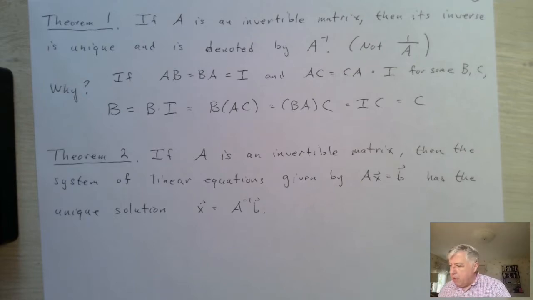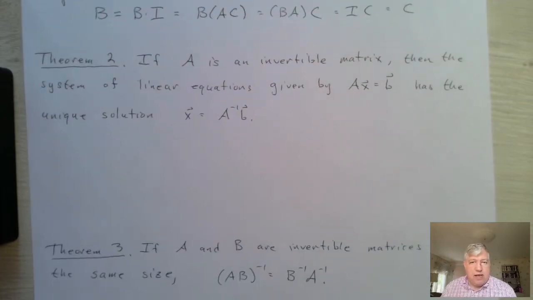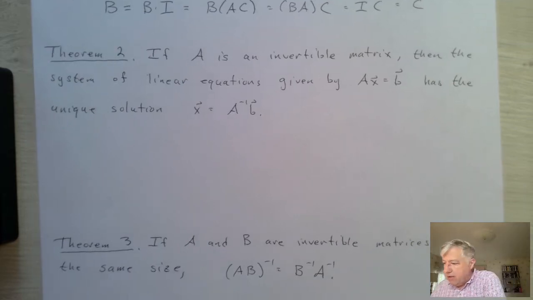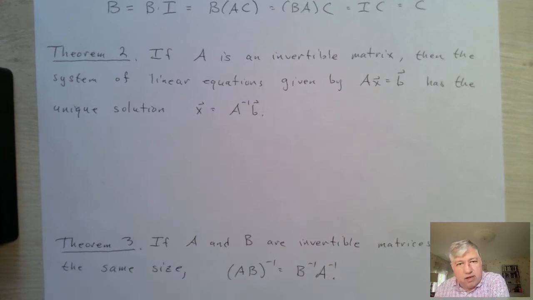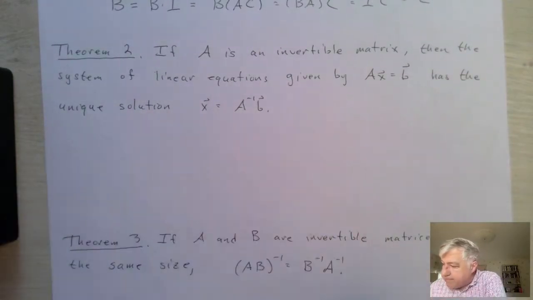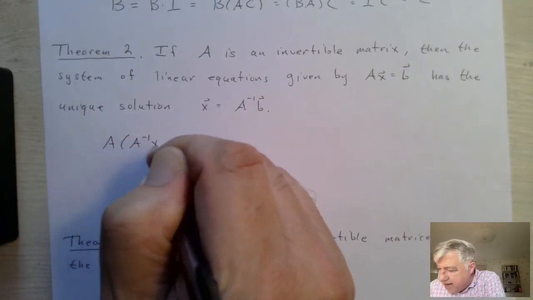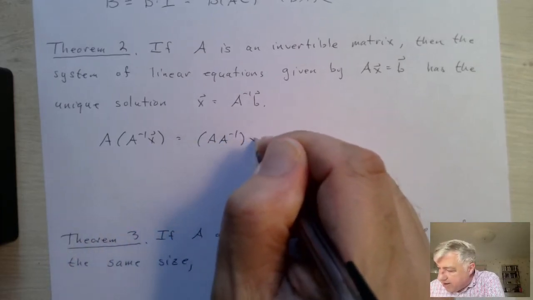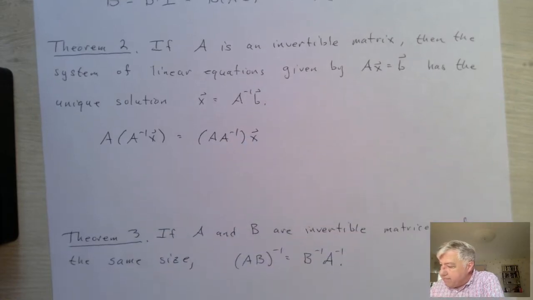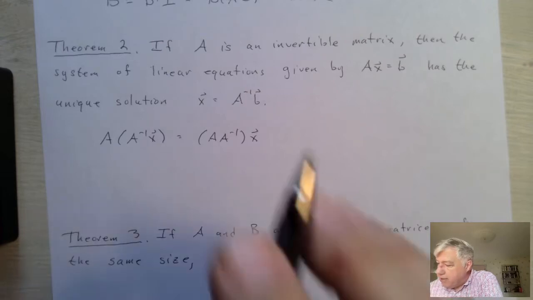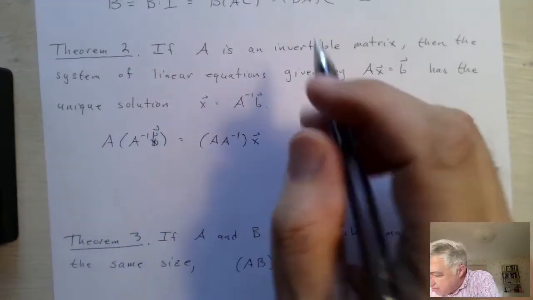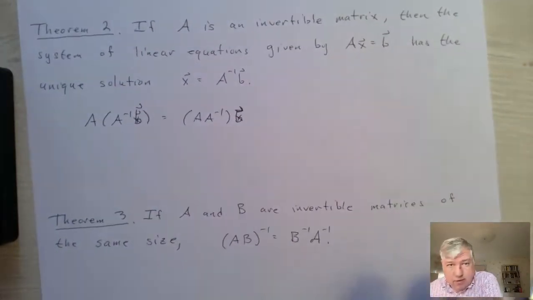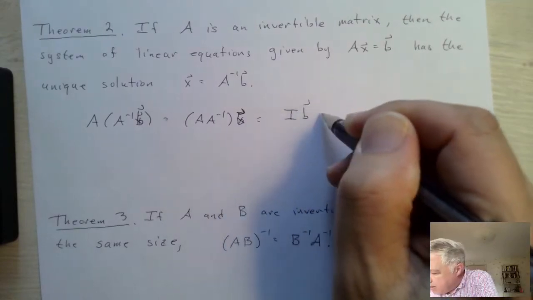Another thing is that if A is an invertible matrix, then a system of linear equations given by AX equals B has the unique solution X equals A inverse B. And the way we do that is we basically just plug it in. We know that A times A inverse B, again by associativity, is AA inverse times B. This will be IB, and this is B.